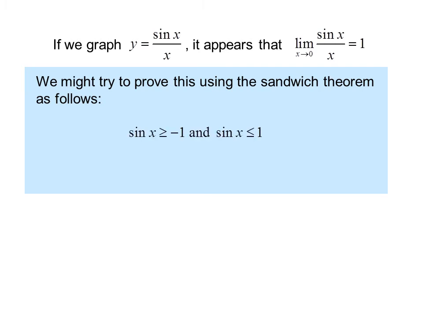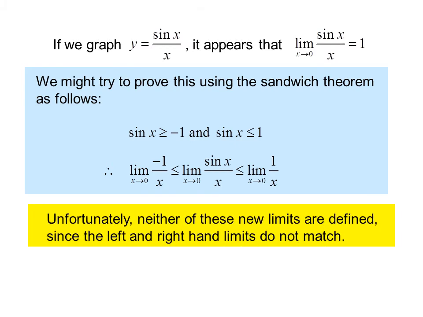Sine x is greater than or equal to -1, and sine x is less than or equal to 1. So we could try taking the limit as x goes to 0 of -1 over x, which is less than or equal to the limit as x goes to 0 of sine x over x, which is less than or equal to the limit as x goes to 0 of 1 over x. We've got a problem though. Neither one of these new limits is defined since the left and right-hand limits do not match. You can look at the graph of 1 over x to see that.